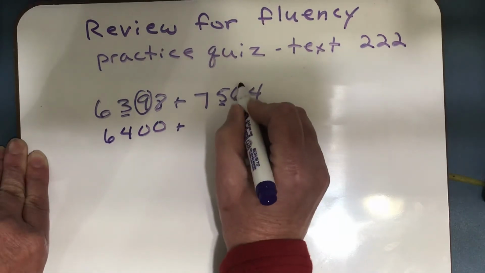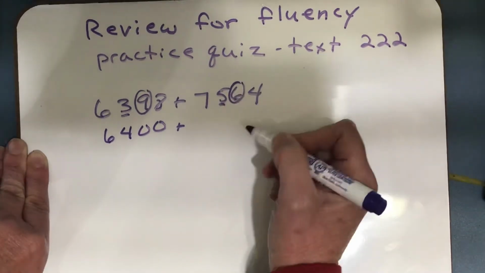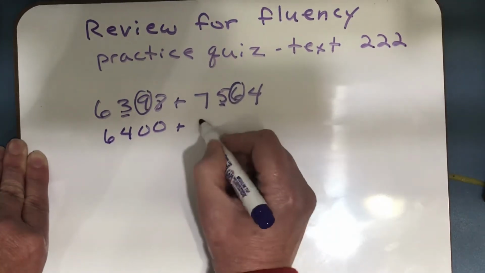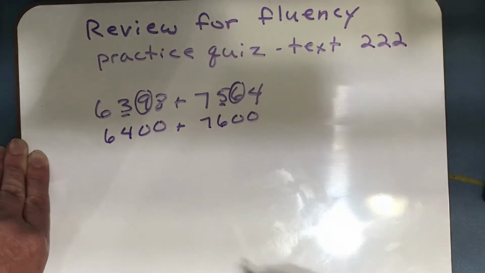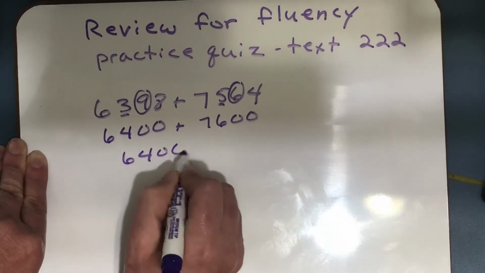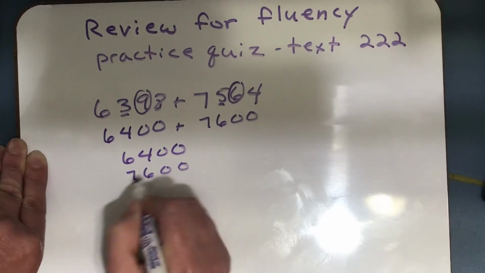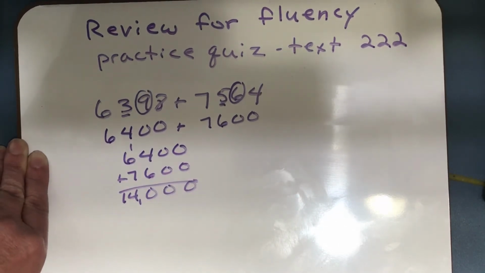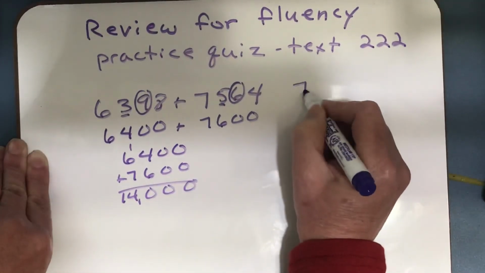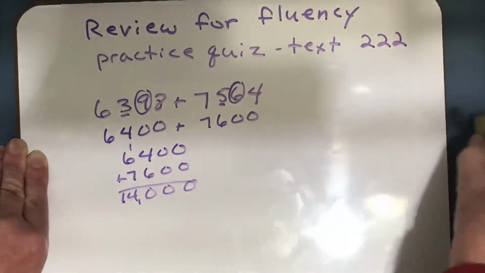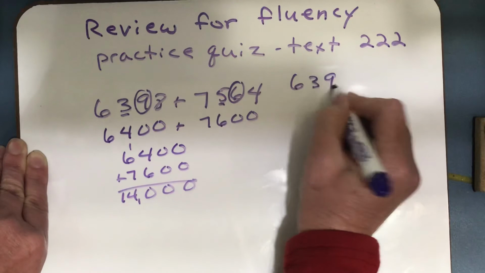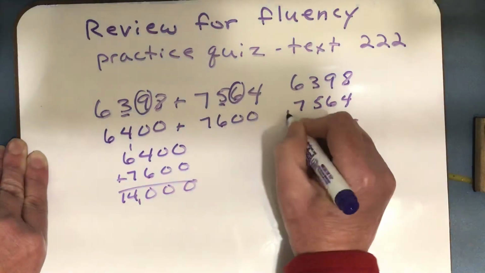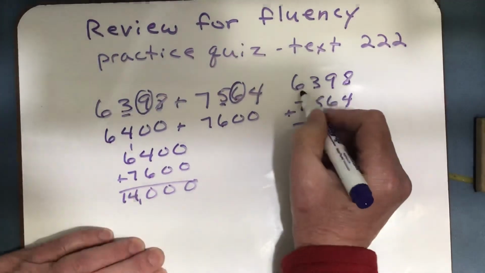And here I have a 6 next to my hundreds place, and that tells me that I'm going to go up to the next 100, so 7,600. So if I'm estimating the sum, I have to add 6,400 plus 7,600. So if I add that, I get 14,000. Now let's take those same numbers, and this time, let's estimate to the nearest 1,000. So 6,398 plus 7,564. But this time, I'm going to estimate to the nearest 1,000.